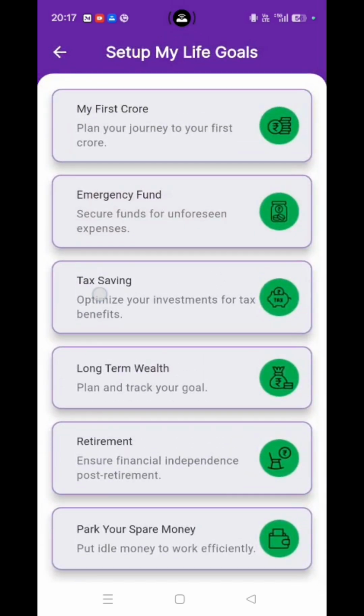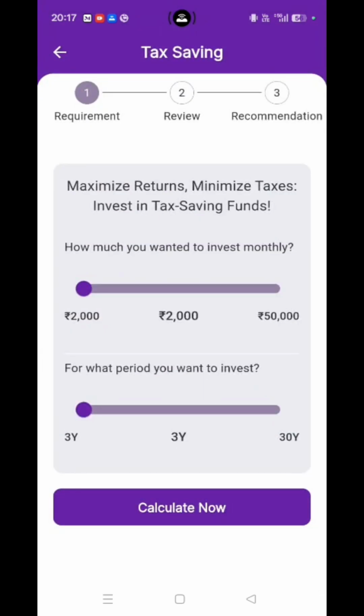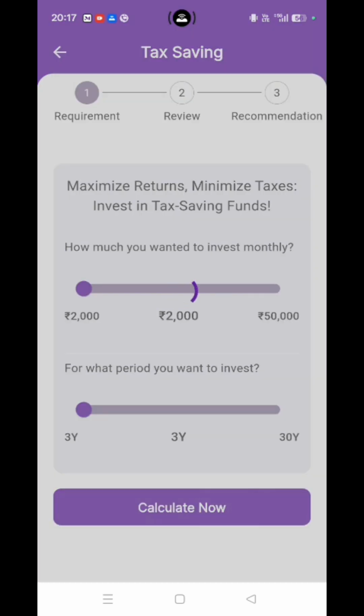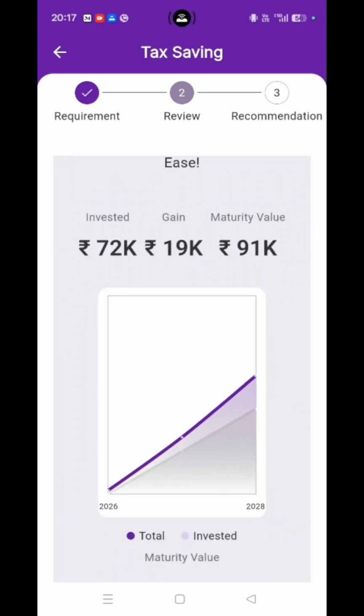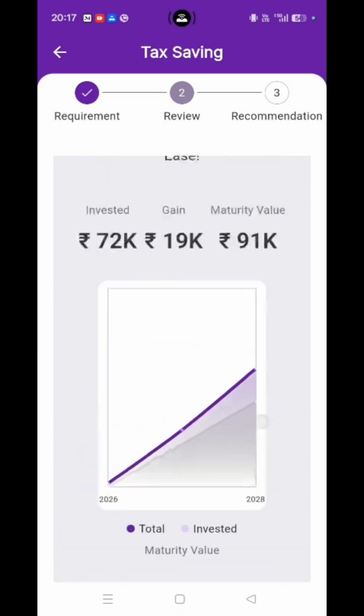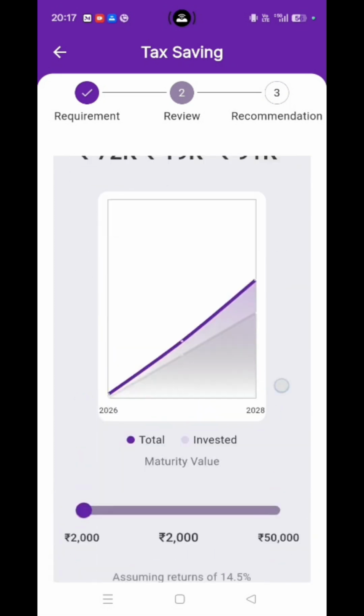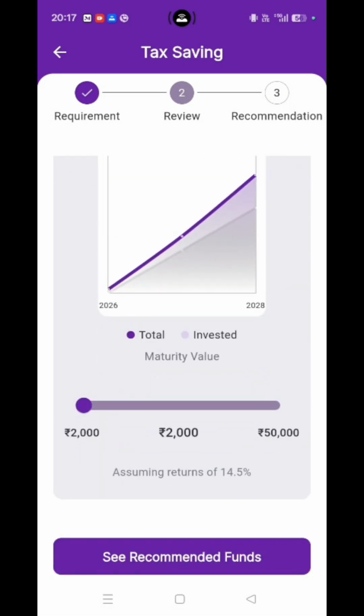Moving on to the next tax saving goal, we can enter the monthly amount that we can invest and for what period we want to invest. And once we calculate, it shows us our invested amount, the gain, and the maturity value, as well as the recommended funds in which we can invest to achieve our goal.